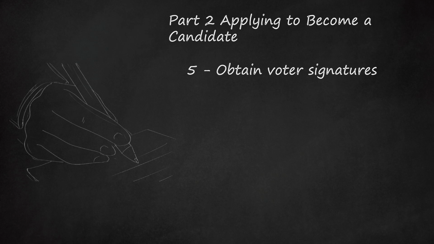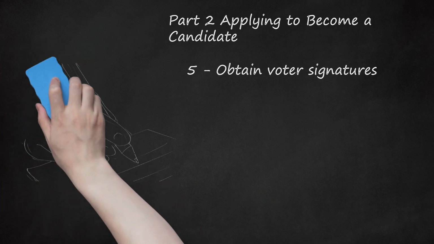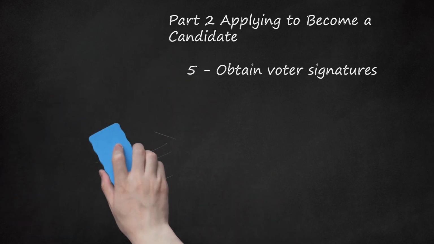If you are obtaining signatures by circulating your petition, any person who helps you must be over 18 years old and a U.S. citizen. These circulators must sign an affidavit stating all the information on the signature pages is true and accurate.